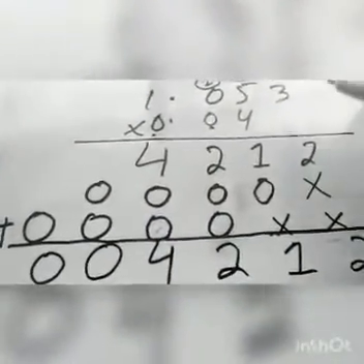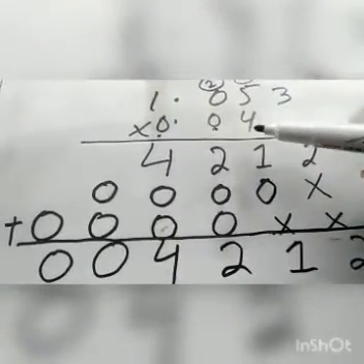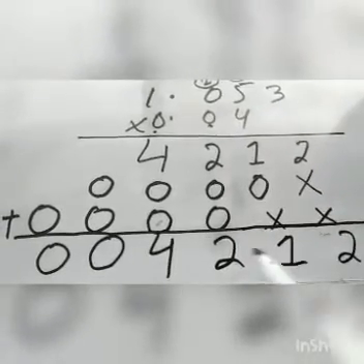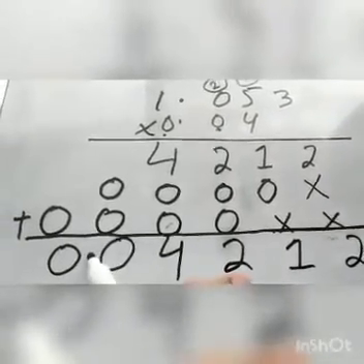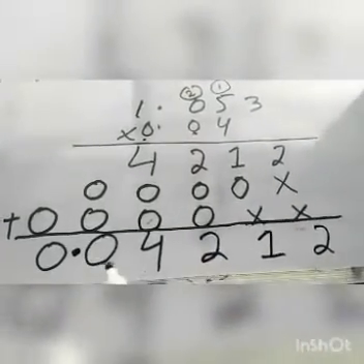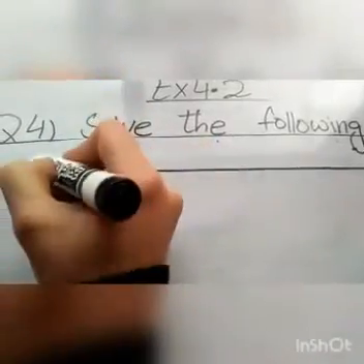Now we need to put the decimal point. 1, 2, 3, 4, 5. Okay. 5 digits behind or to the right of the decimal. So 1, 2, 3, 4, 5. Okay. We can put our decimal point. The answer is 0.04212.